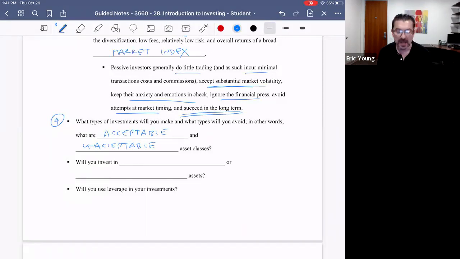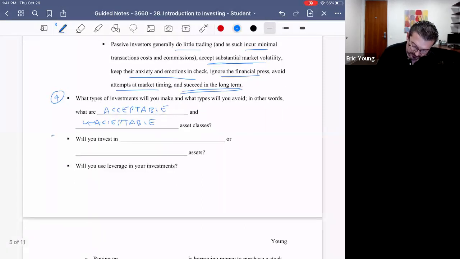Economics is about constraints. This question requires you to set constraints on where you will deploy your investment capital. What are the acceptable and unacceptable asset classes? Related, that's a 5th question.